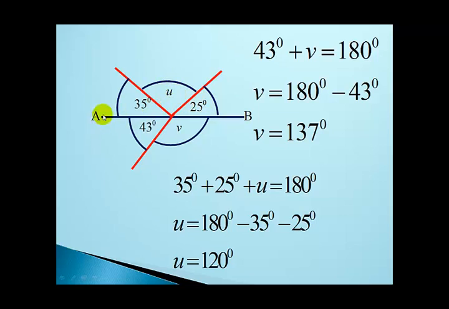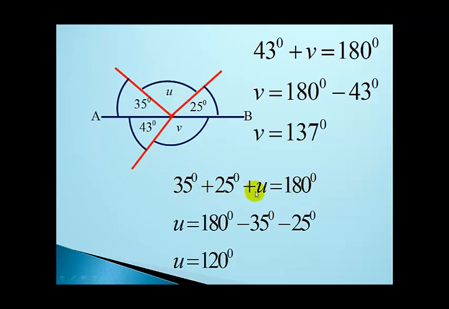Now we know that the sum of the angles on the straight line is equal to 180. So considering the angles above the line AB, we can say that 35 degrees plus U plus 25 degrees is equal to 180. And that is how come we have 35 degrees plus 25 degrees plus U equals 180 degrees.